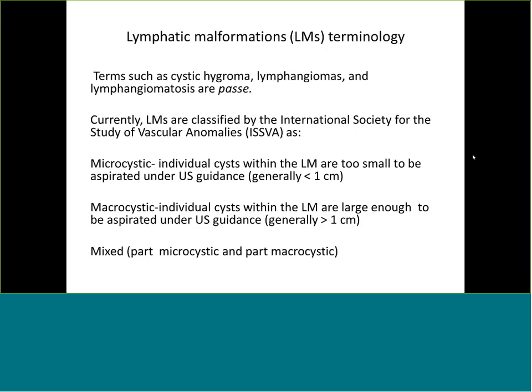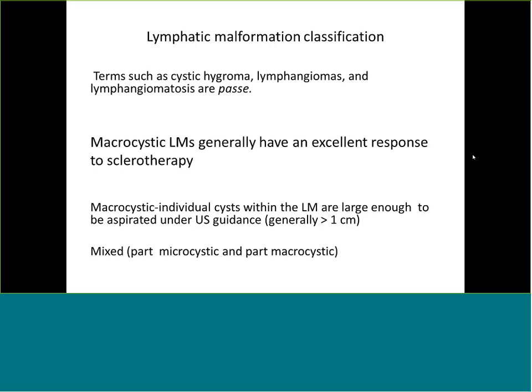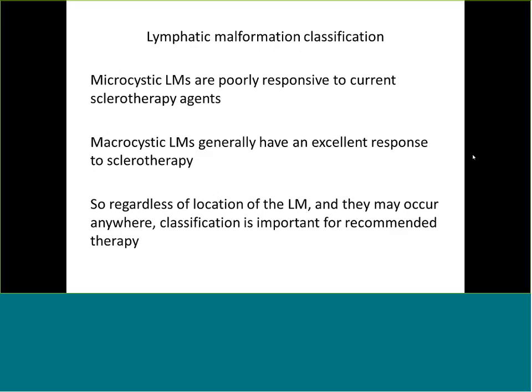So the microcystic are the patients whose lymphatic malformations are too small to be aspirated under ultrasound guidance. They don't put a specific size, but when we're dealing with these patients with interventional radiology, if the individual cysts are less than a centimeter, then they say they're too small to treat that way. If they're larger than that, they're macrocystic, and of course mixed is part microcystic and part macrocystic. The reason that's important is that the microcystic lesions are poorly responsive to current sclerotherapy agents, whereas the macrocystic lesions have an excellent response to sclerotherapy.